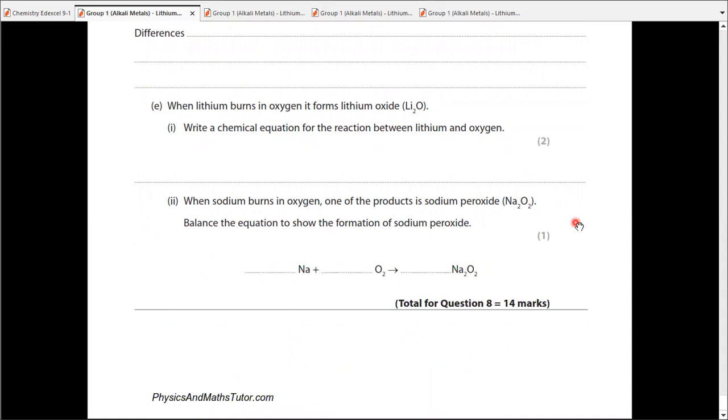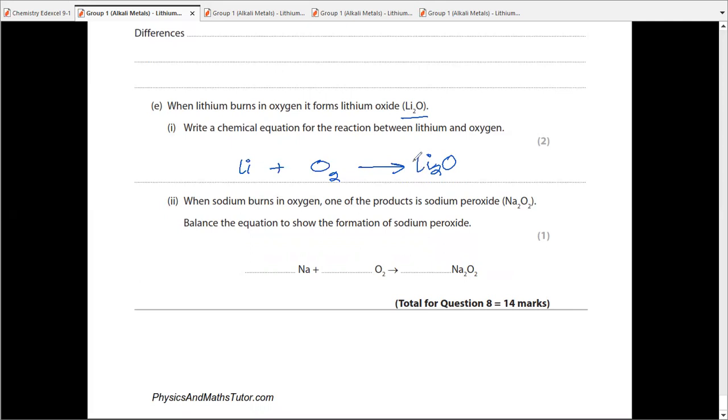Write the chemical equation of lithium reacting with oxygen. Lithium plus oxygen: Li plus O2 gives Li2O, as mentioned over here. Good enough. Now we have to balance it. We have lithium 2, so we need two oxygen, so we'll add it at the front. So it will be 2 into 2, it will be 4.